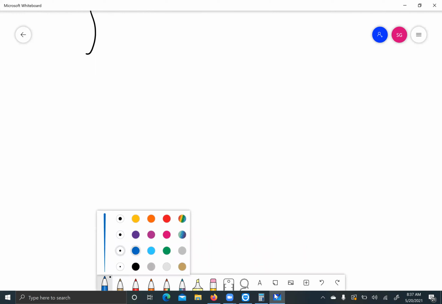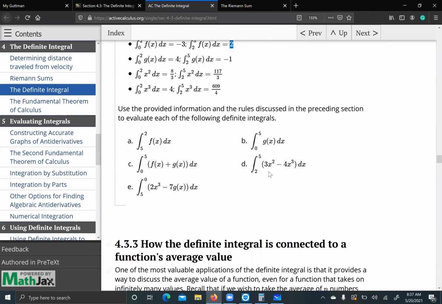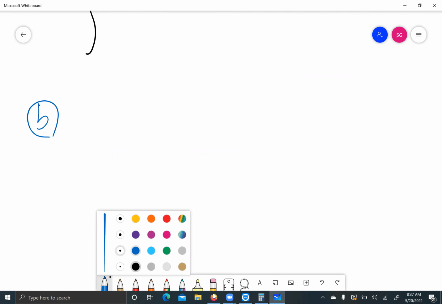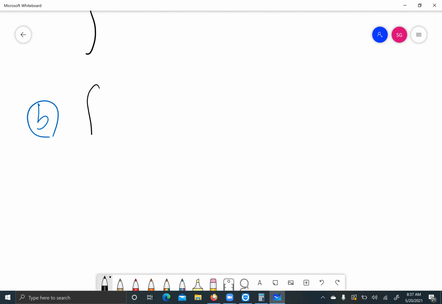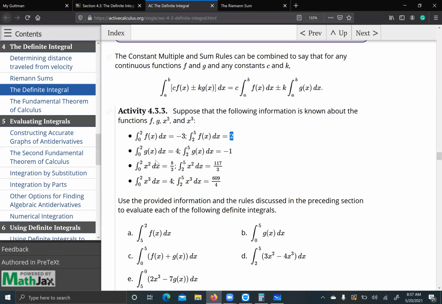Part B. What does it say? Part B says an integral of g from 0 to 5. So part B asks, what is the integral of function g from 0 to 5, right? That's the question. Okay, what information do I have?